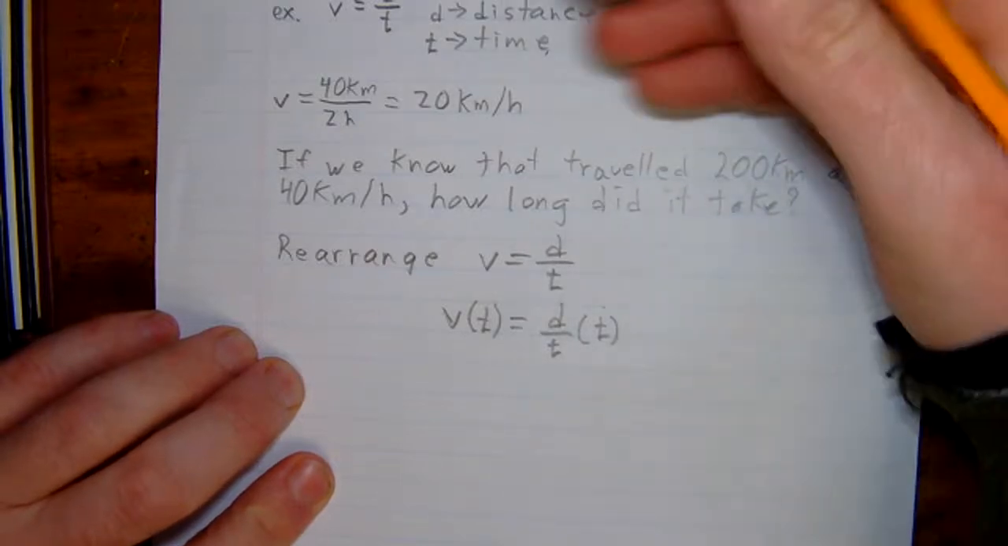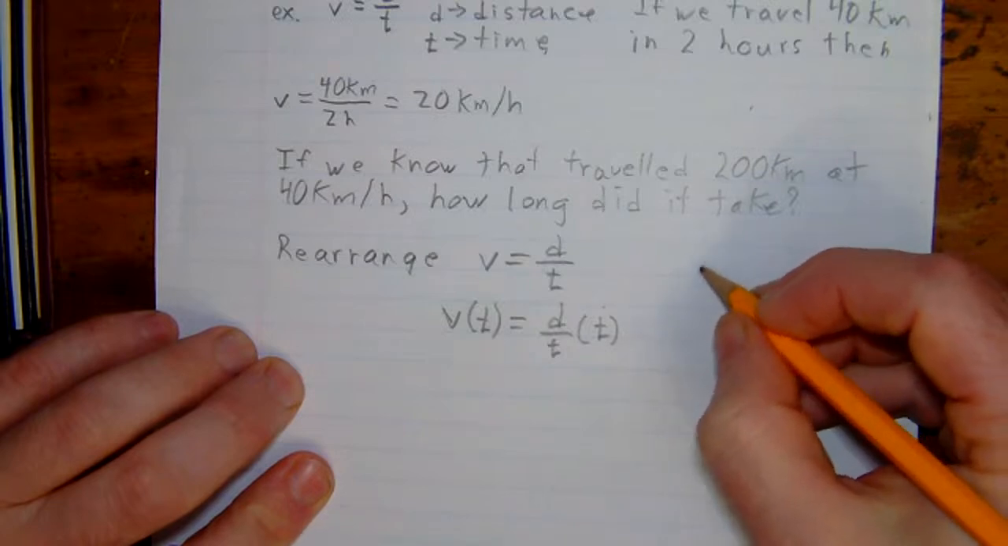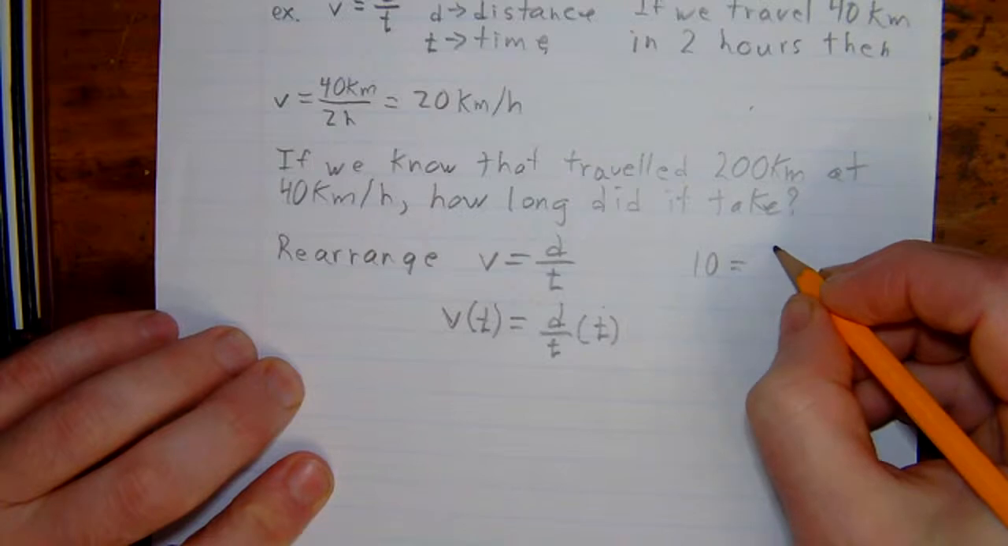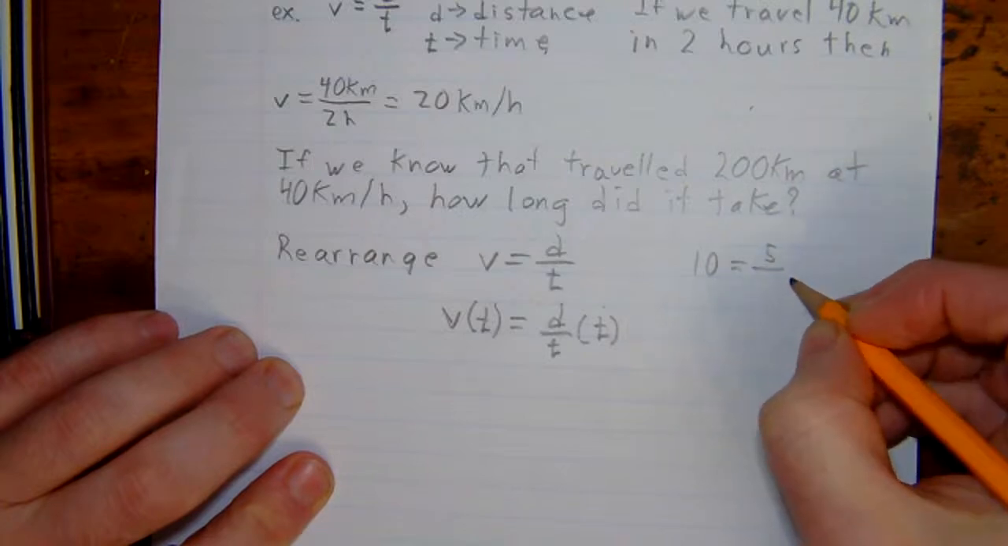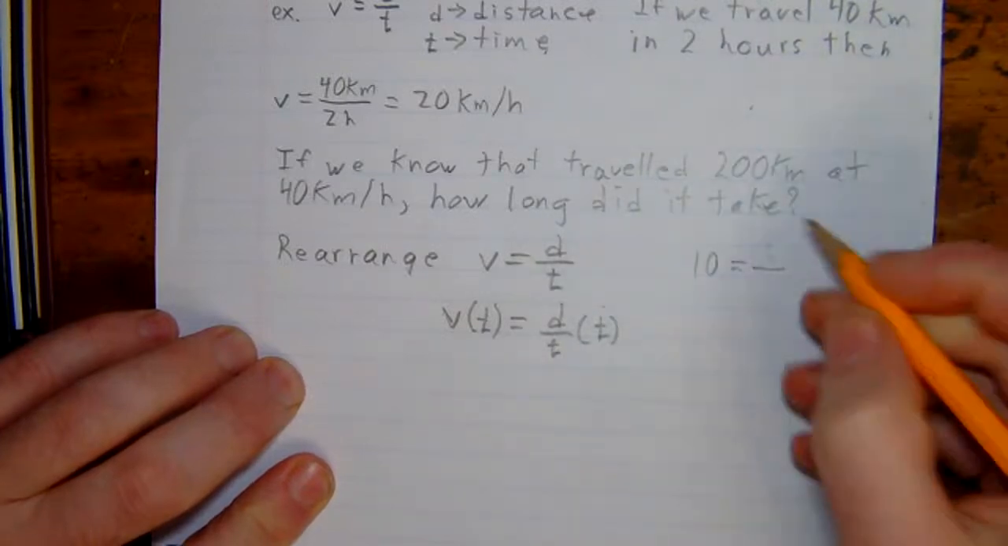And I want to pause and do a little side thing here. If we had something like this, 10 equals x over 5.